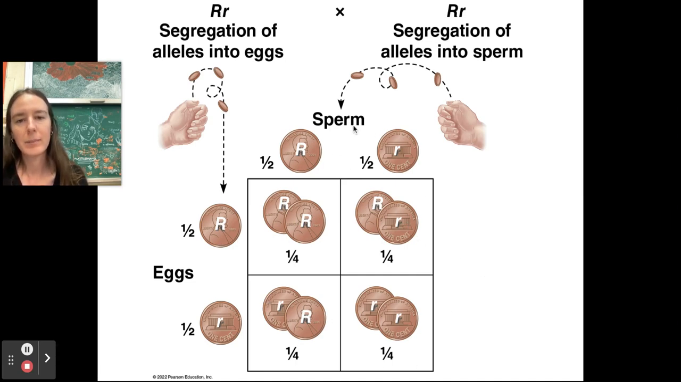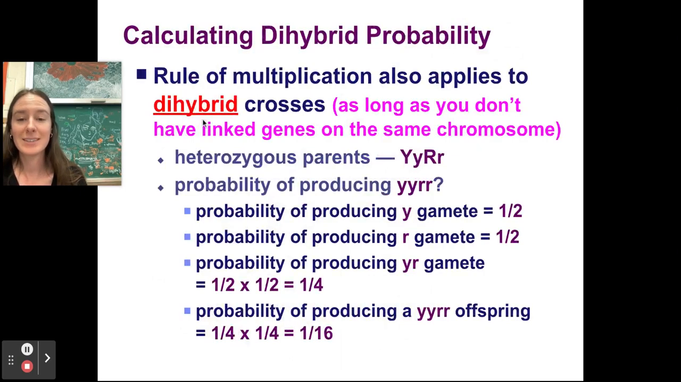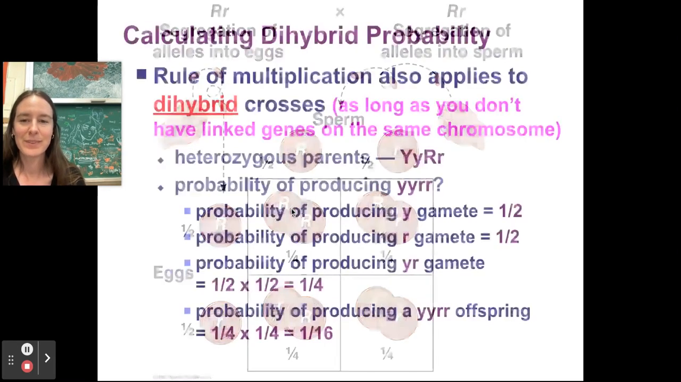This is kind of how you look at Punnett squares and use probability to figure out the percentage of the offspring, or the chances that you will have the offspring.